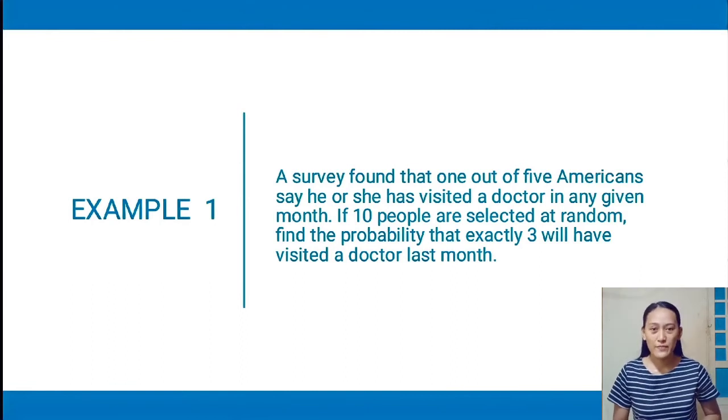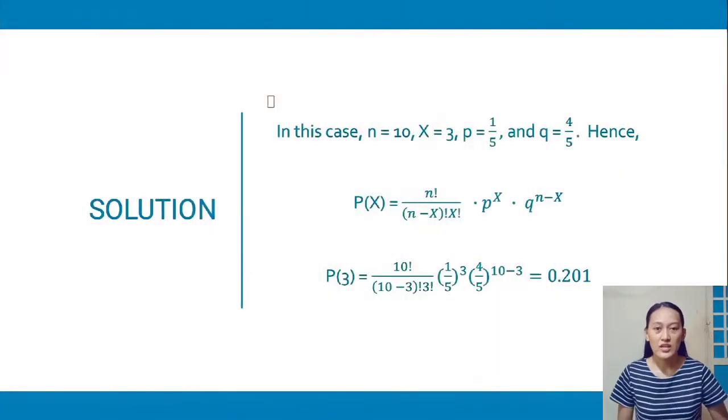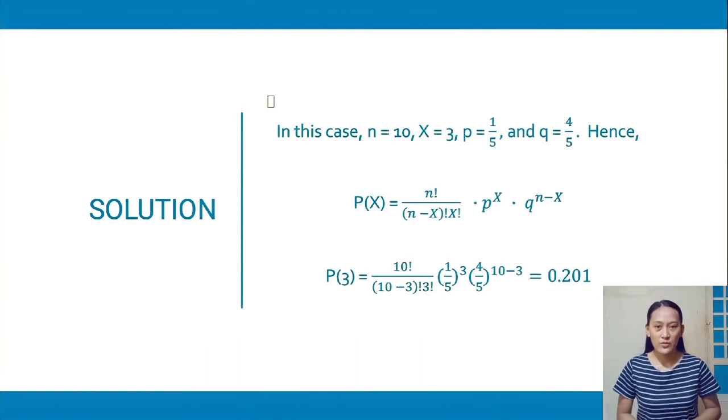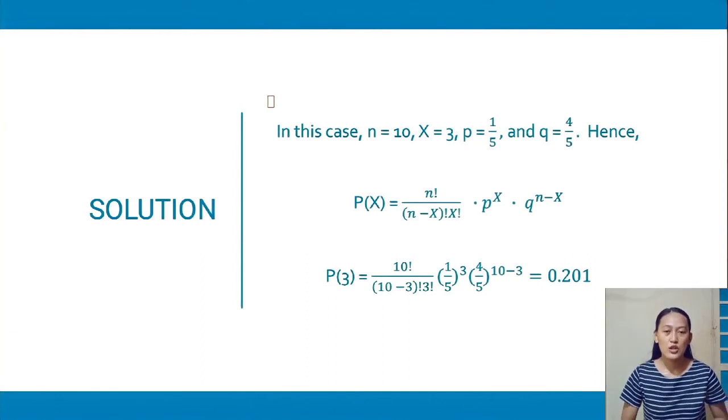If 10 people are selected at random, find the probability that exactly 3 will have visited a doctor last month. In this case, n is equal to 10, x is equal to 3, p is equal to 1/5, and q is equal to 4/5. So we have to substitute each value.